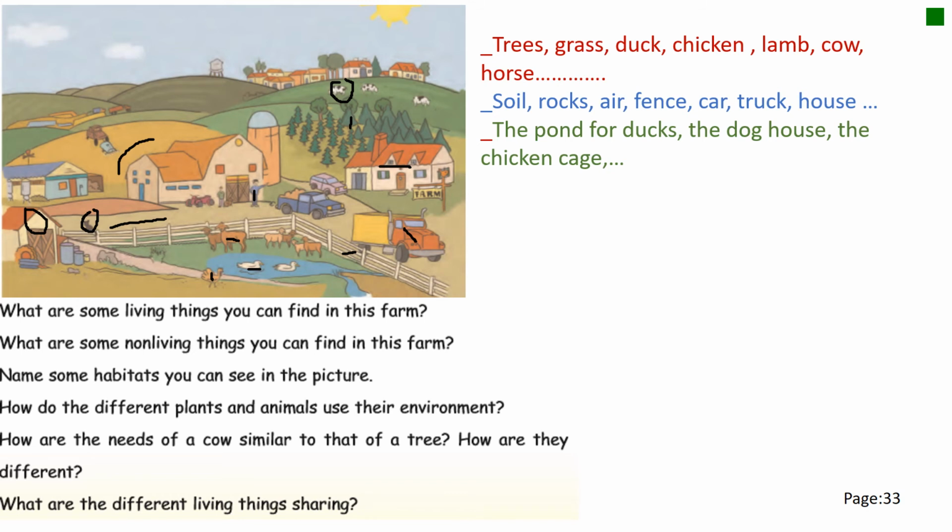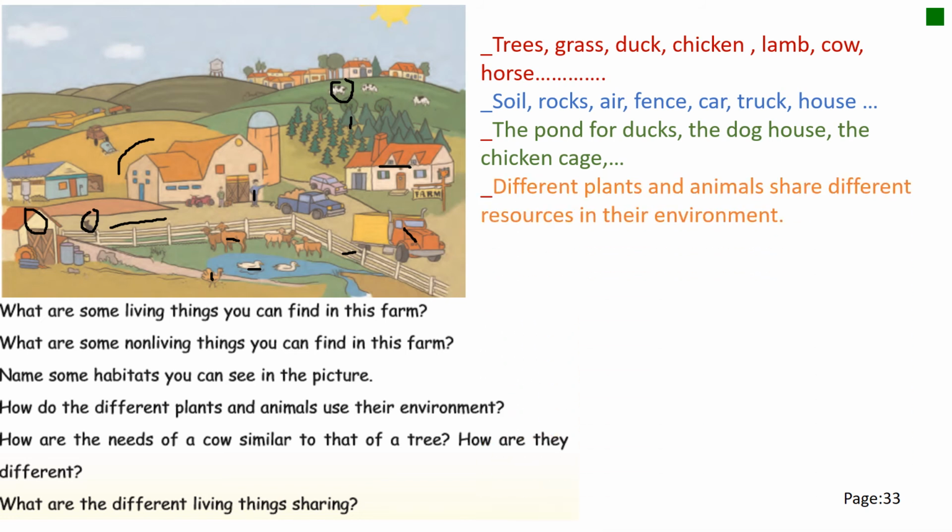Now, how do the different plants and animals use their environment? You can tell me that different plants and animals have the same needs. For example, both of them need water. Both of them need food to grow. And both of them also need a habitat to live in. So they are sharing different resources in their environment.